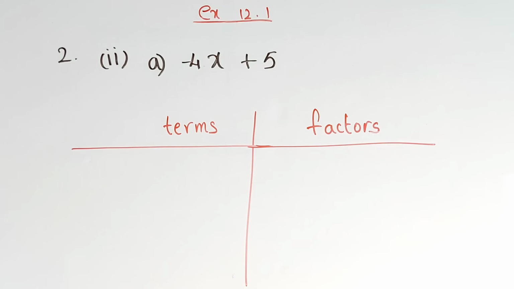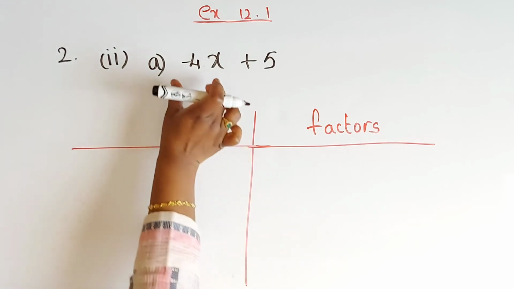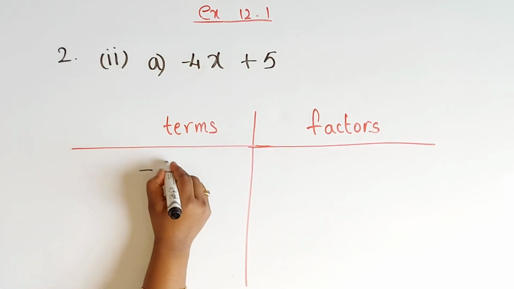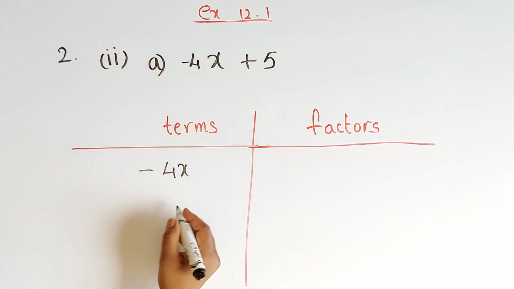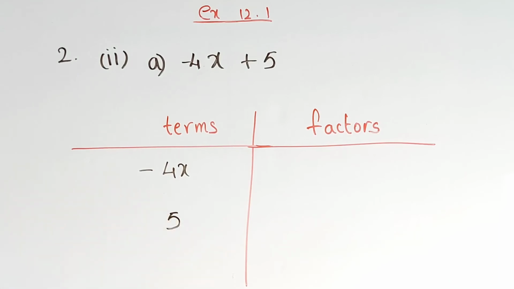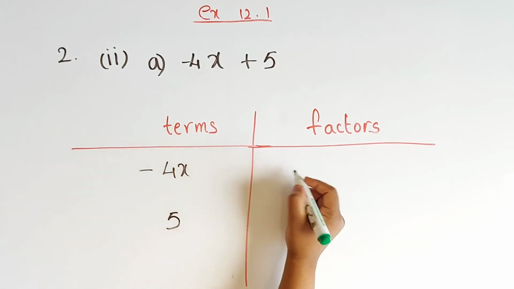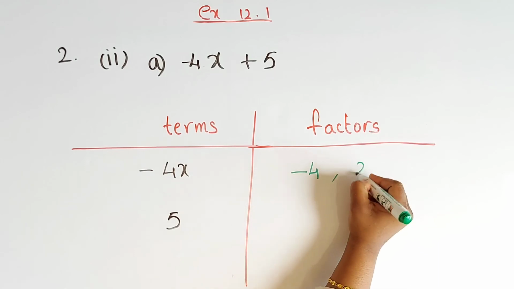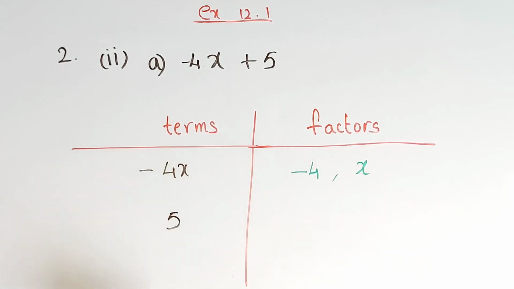Second question, identify terms and factors in the expression given below. First one, minus 4x plus 5, children. Here we have 2 terms. One is minus 4x and second one is plus 5. Now we'll write the factors for minus 4x, that is minus 4 and x, right? Minus 4 into x is minus 4x. Here for 5, 5 only.